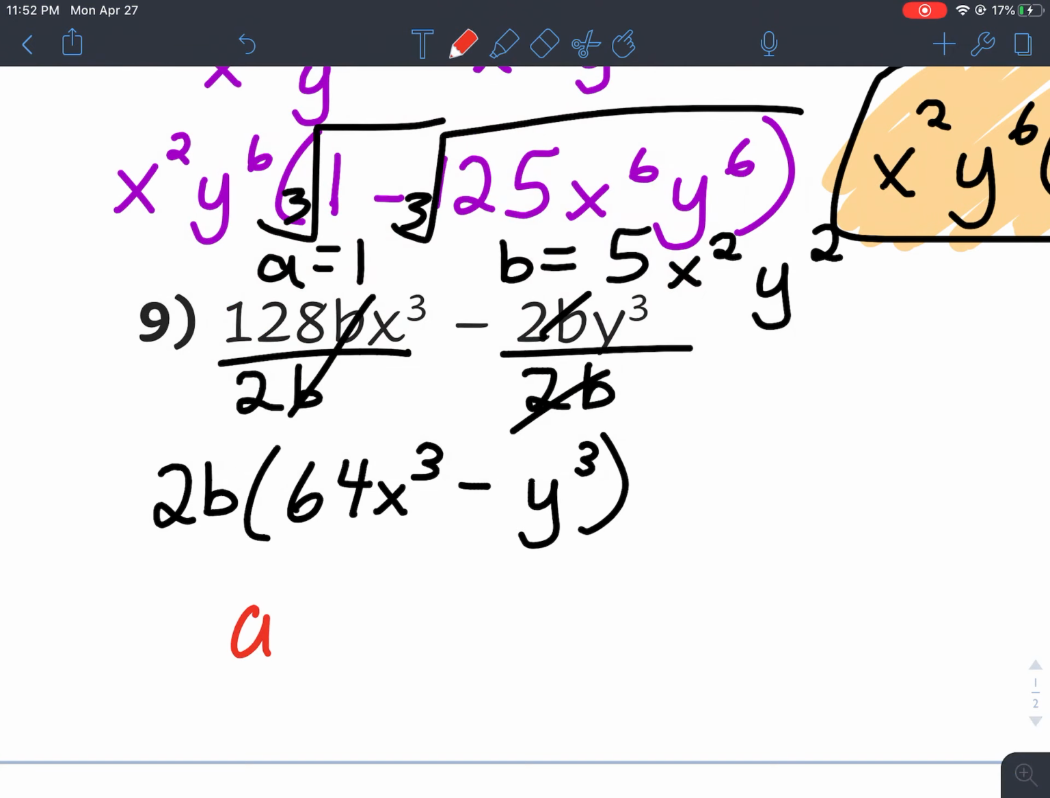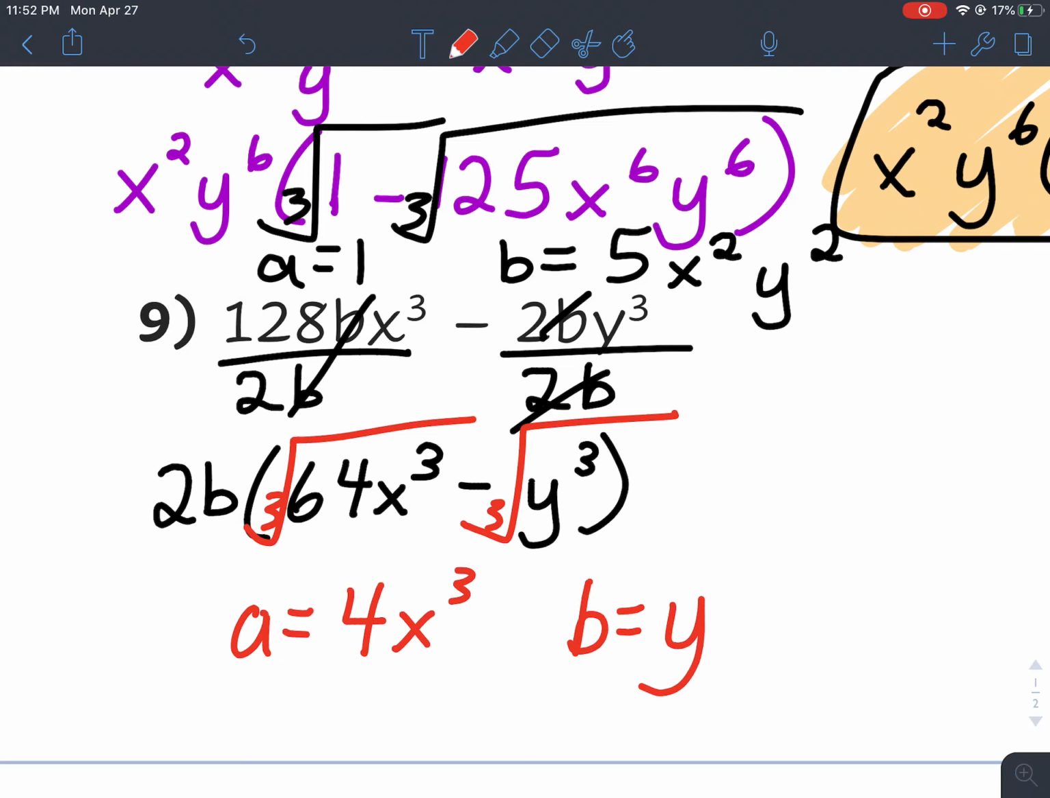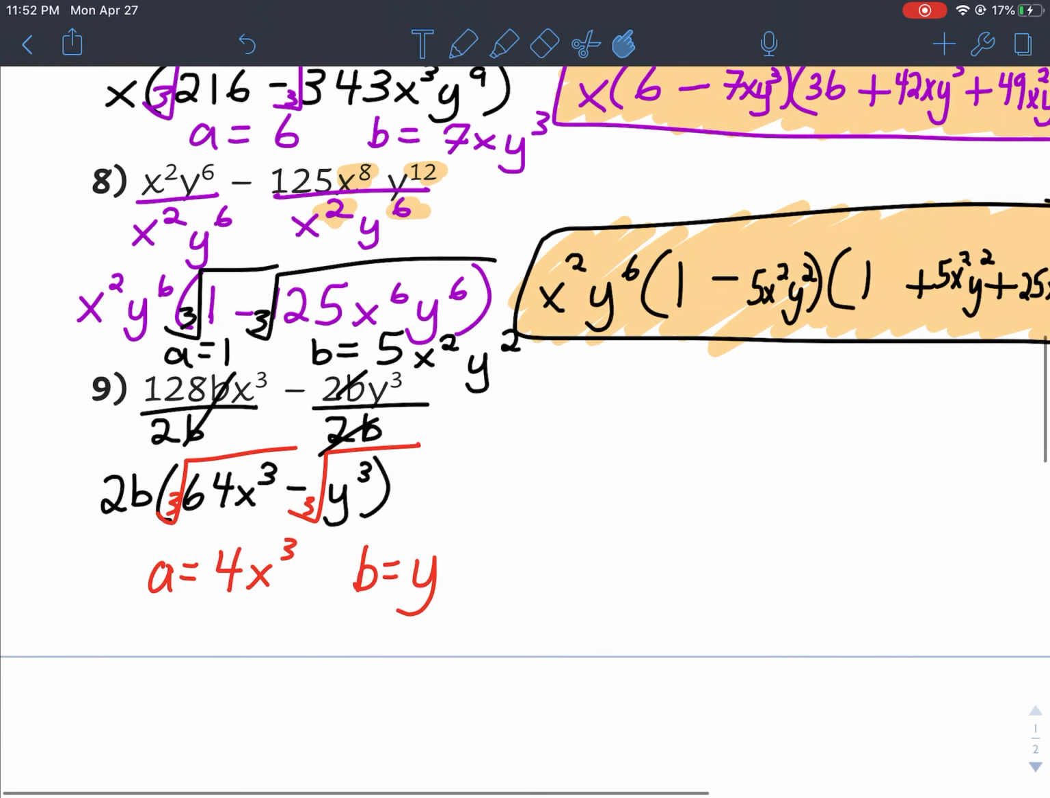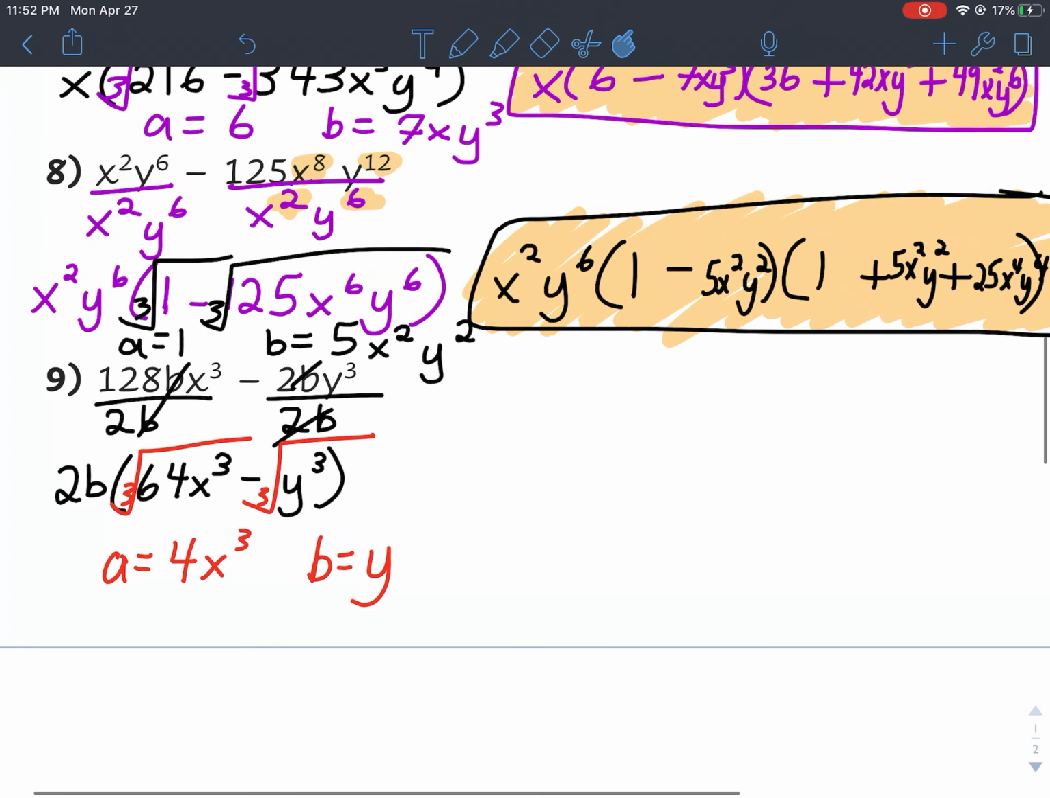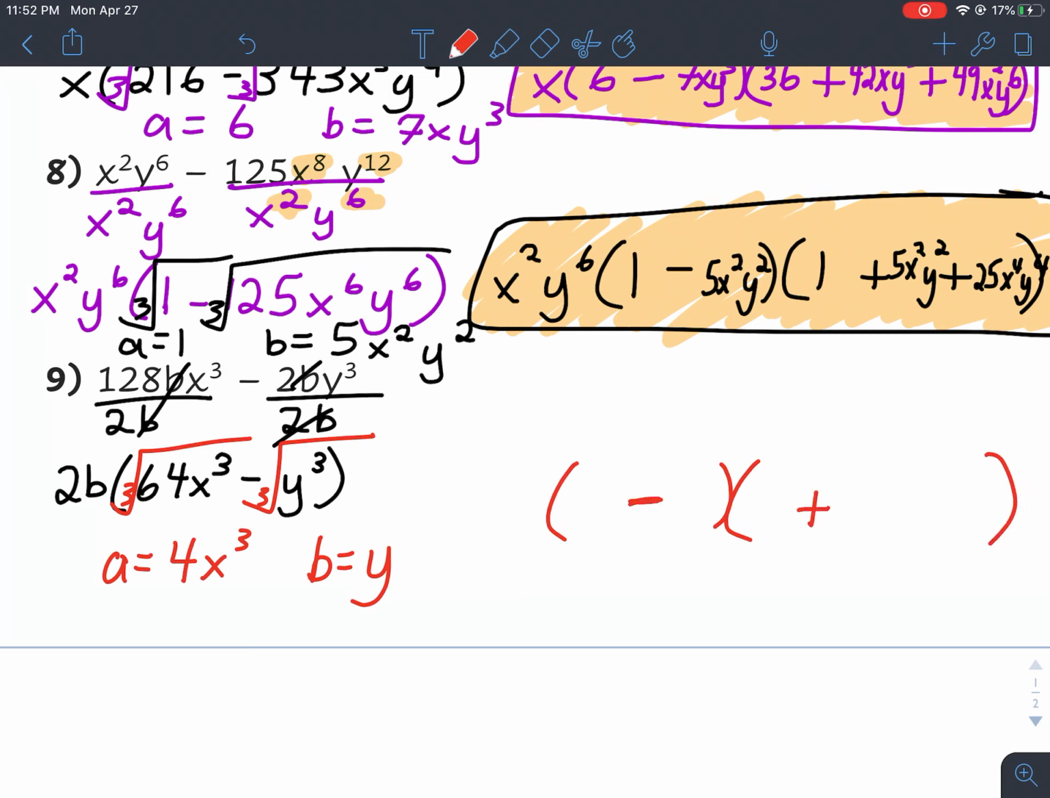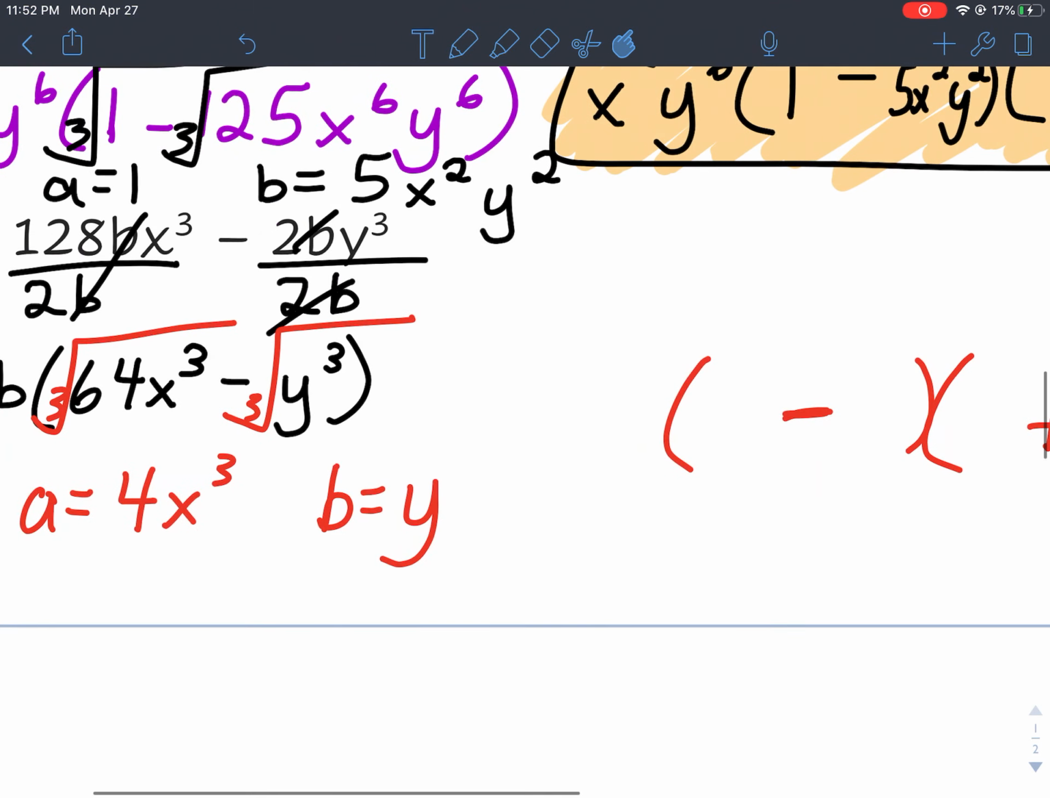Cancel, cancel. Perfect. So what's the cube root of 64? That'd be 4. X to the 3rd, just divide that by 3. And then y to the 3rd divided by 3 would just be y. So b is y. So now let's draw it out here. We have a binomial times a trinomial. It's always the same sign as the original problem, opposite, always positive.